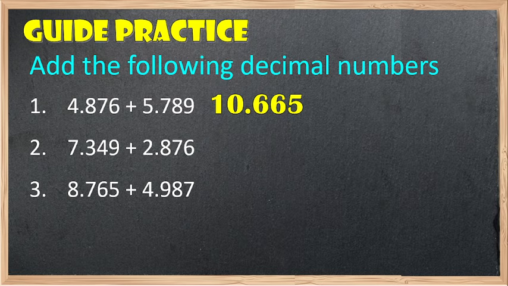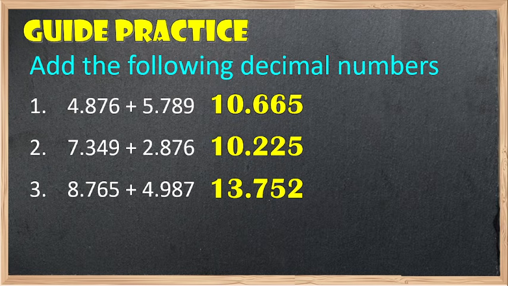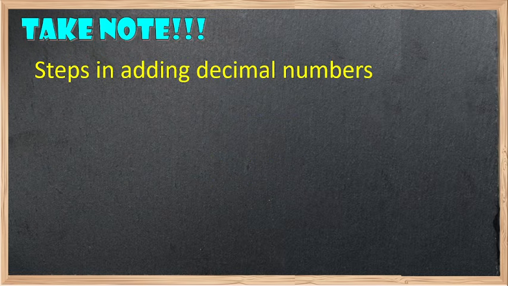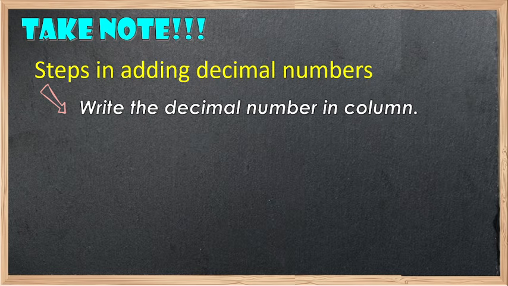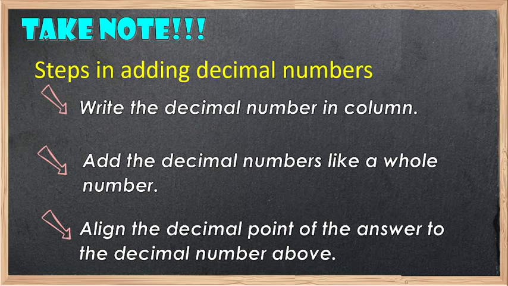For number 1, we have 10 and 665 thousandths. For number 2, we have 10 and 225 thousandths. And then for number 3, we have 13 and 752 thousandths. I hope you got the correct answer. So, take note. In adding decimal numbers, all you need to do is to write the decimal numbers in column. Then, step number 2, add the decimal numbers like a whole number. And don't forget to align the decimal point of the answer to the decimal numbers above.